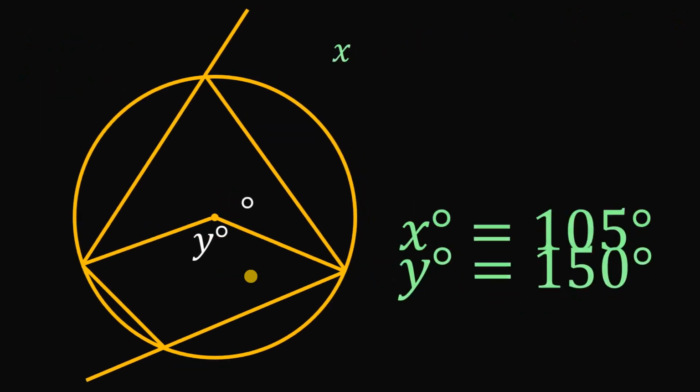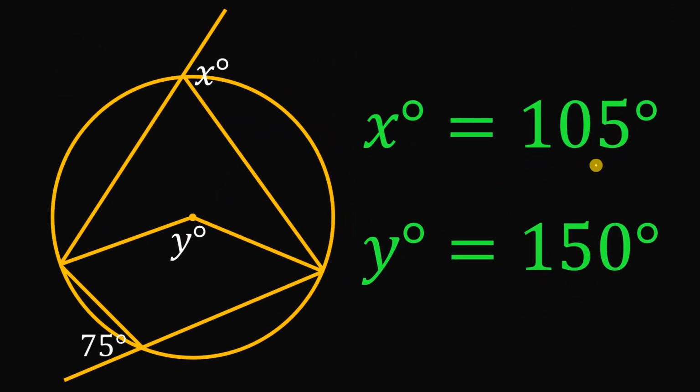We have the value of x degrees and y degrees. x degrees equals 105 degrees and y degrees equals 150 degrees. And as always, we are done.